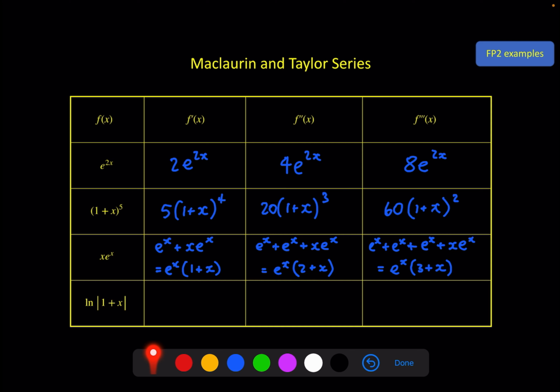Last one, natural log of 1 plus x. If we differentiate that, we get 1 over 1 plus x. And to help me differentiate again, I'm going to put that into index form. So when we differentiate that again, we get minus (1 plus x) to the minus 2. But unlike the example before, this minus will disappear on the next one because there's no minus coming out of the bracket. So the next derivative, the third derivative, will be 2(1 plus x) to the minus 3.